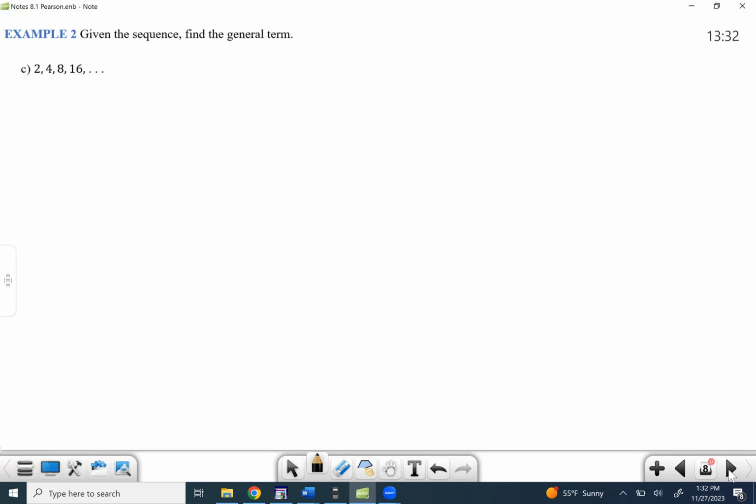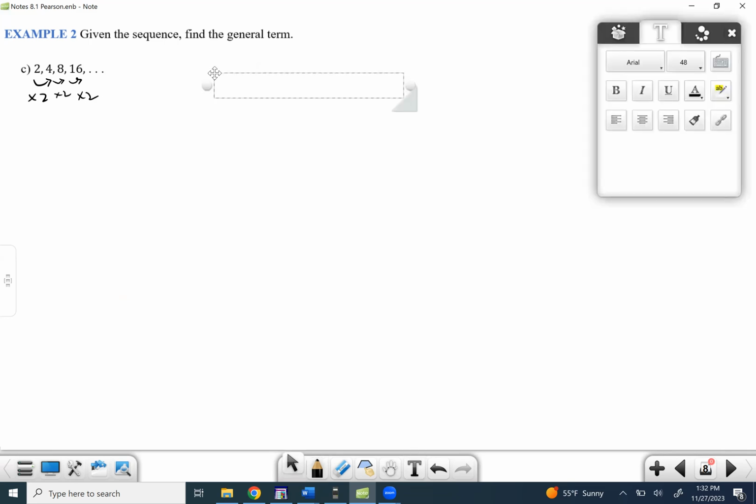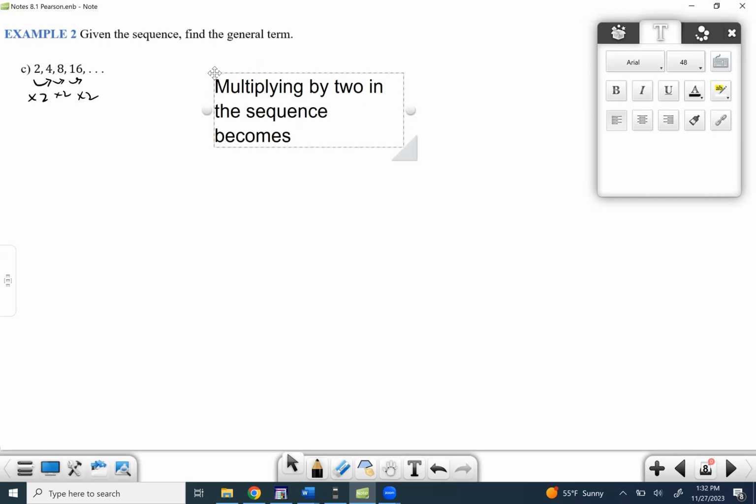All right. So this time I'm not adding 2. I'm actually multiplying by 2 to get from one term to the next. So if you're multiplying by 2, then that becomes an exponent on 2. So multiplying by 2 in the sequence becomes exponents with 2 as the base in the formula.